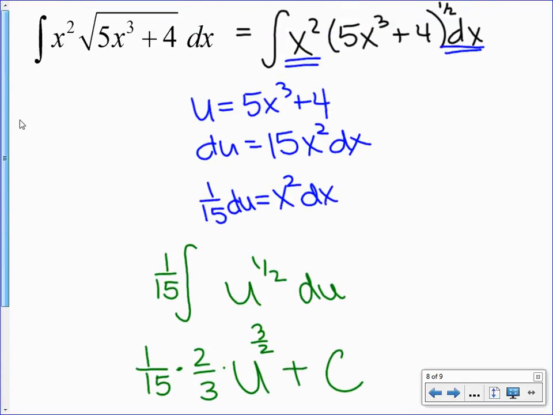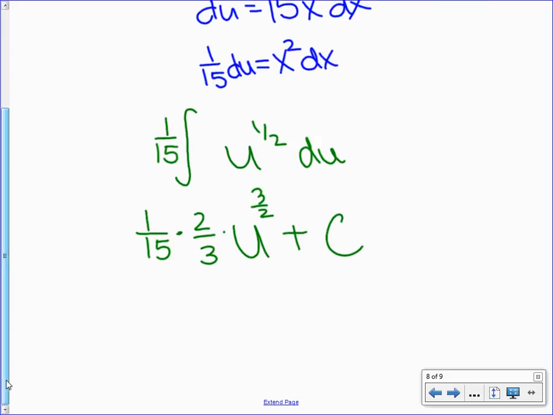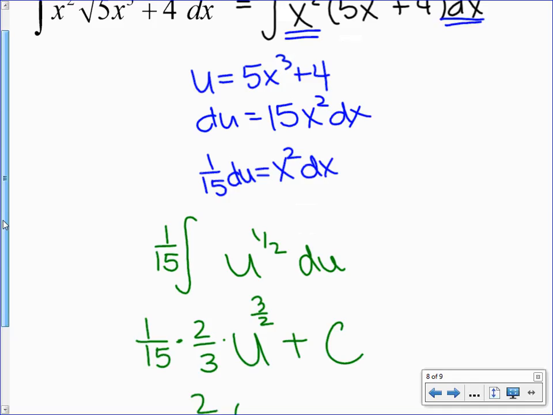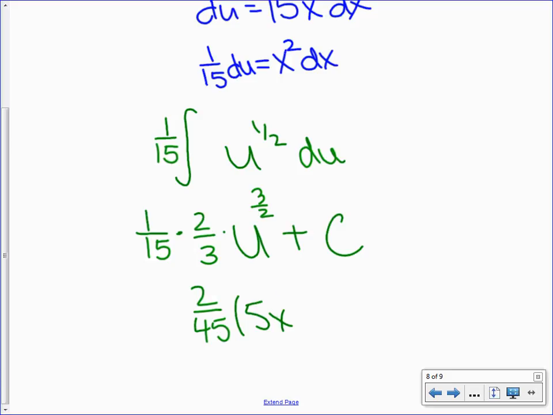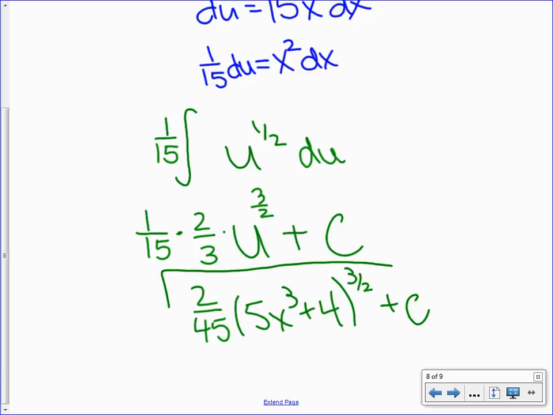Our original problem was x squared times the square root, to the 1/2, dx. And since u was this, I just wrote u to the 1/2. So this becomes 2/45 times 5x cubed plus 4 to the 3/2 plus c. If you do not go back and rewrite your u, you will be done. How many points? Half? Or full? Depends. I don't know.